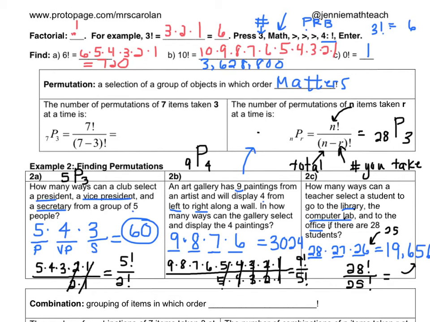You can plug it right into the formula and calculate it out using the factorial, or you could type that right in the calculator. In order to do that, let's do this one right here. You would type the 5, and then you would go to math over to probability, and you would pick option 2, and then on your calculator, an nPr will show up, and then you type in the 3, and it would give you the answer.